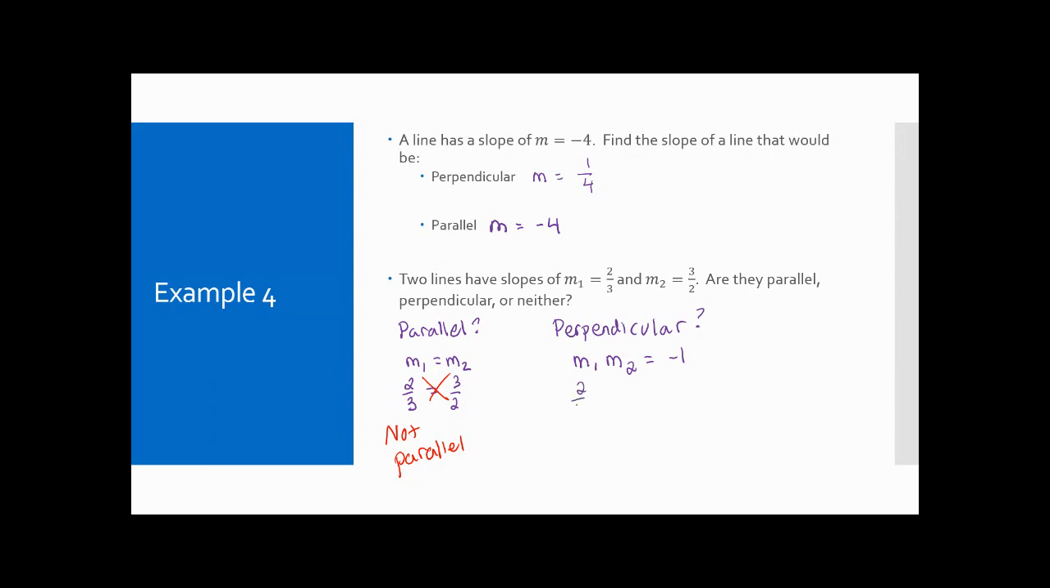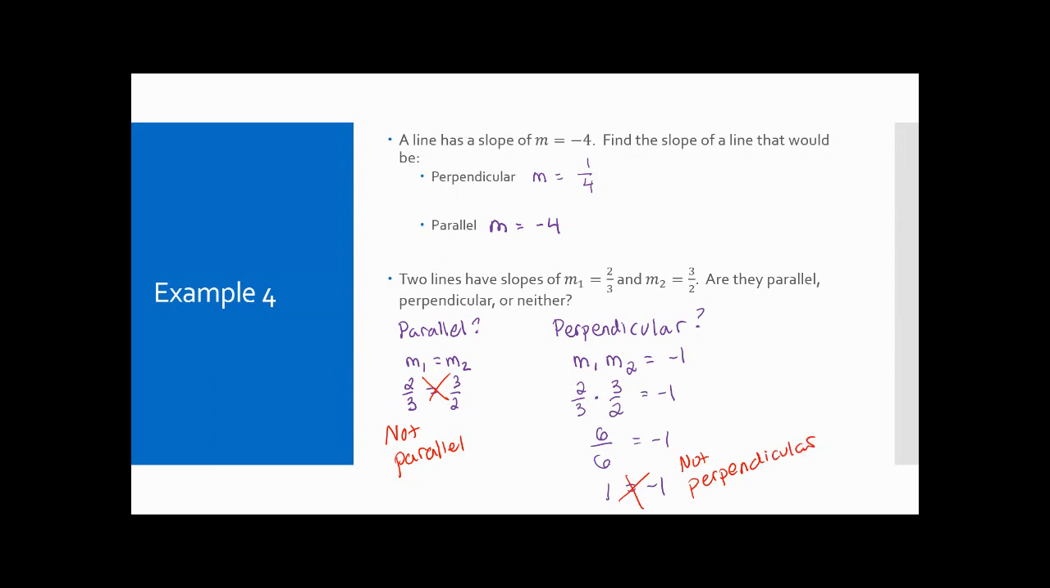So M1 is 2/3, M2 is 3/2. When you multiply across on the left side, 2 times 3 is 6, 3 times 2 is 6. You get 6 over 6, which is 1. And then you have something that is not true because you have 1 equal to -1. So they are not equal. So that means they are not perpendicular.